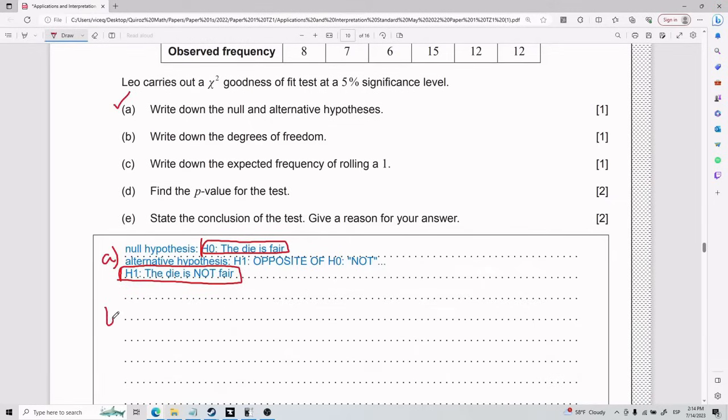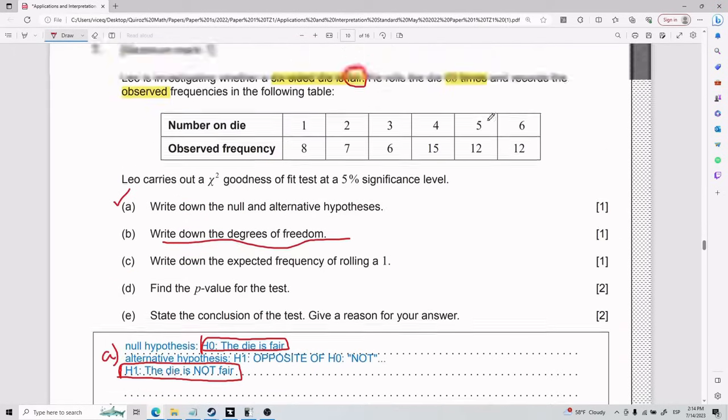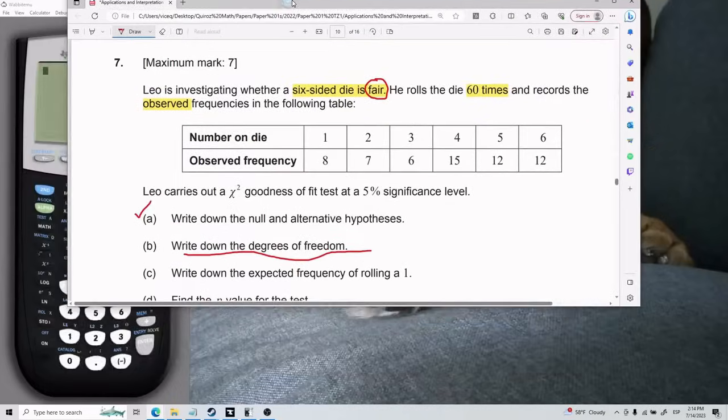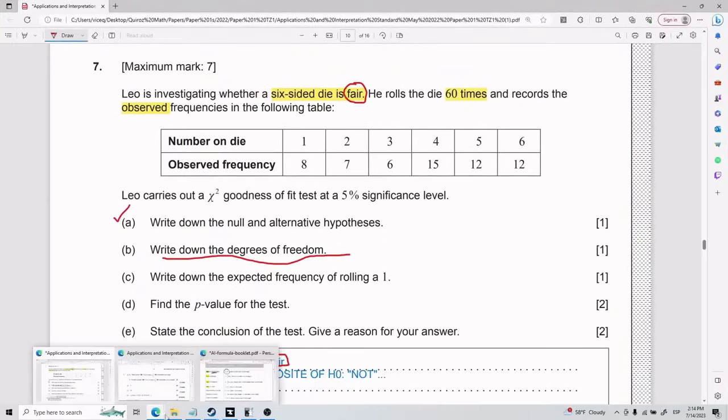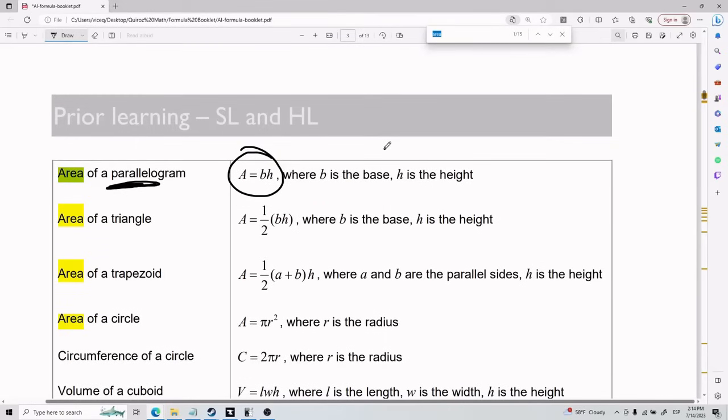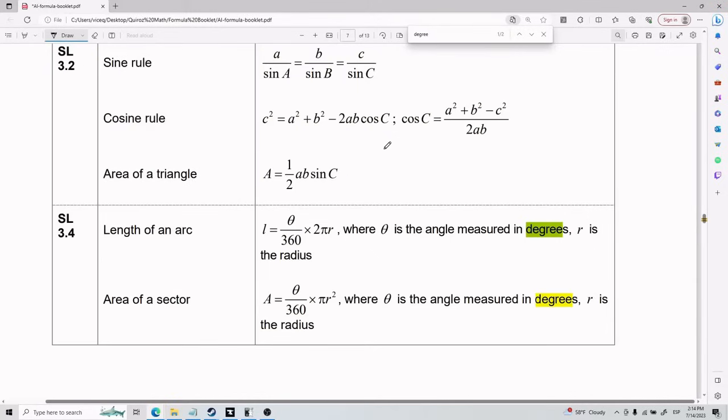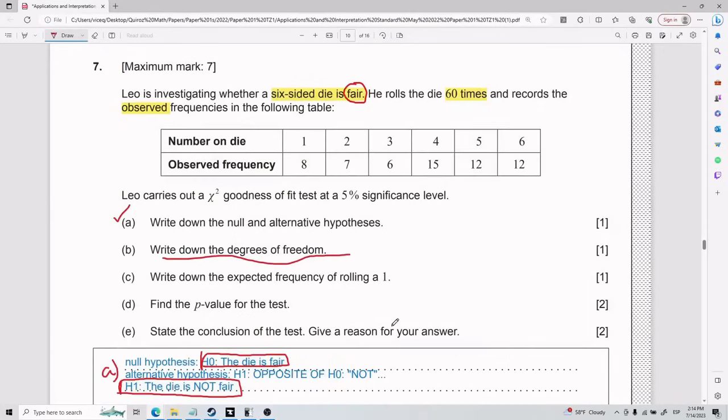For part B, we need to write down the degrees of freedom. Okay, degrees of freedom. What the hell is this? And so degrees of freedom, which actually, I'm not sure if it's in your formula booklet. Probably not. It's not in your formula booklet. Wow, that's mean. Okay, this is the part of the IB I don't really like. You need to memorize this, okay? It's one of the few things you actually have to memorize.